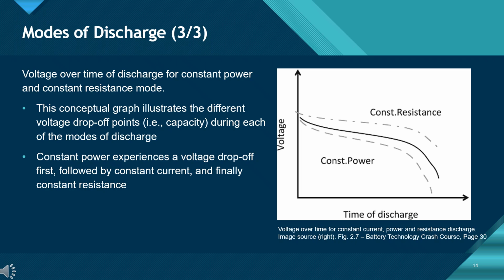Constant current performs slightly better, but still exhibits an earlier cutoff compared to constant resistance. With constant resistance, which is the most common mode in real devices, both voltage and current decline gradually. Therefore, the voltage drop-off occurs last. This comparison helps us understand how different discharge conditions affect usable capacity and battery performance.